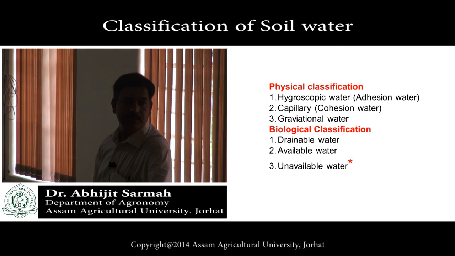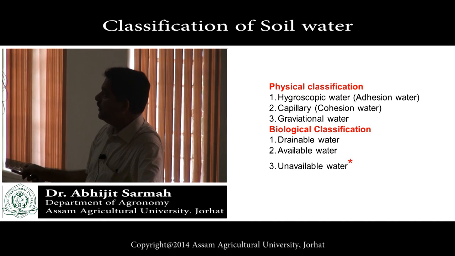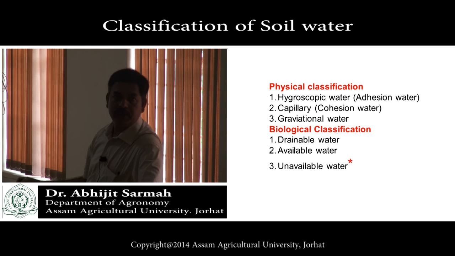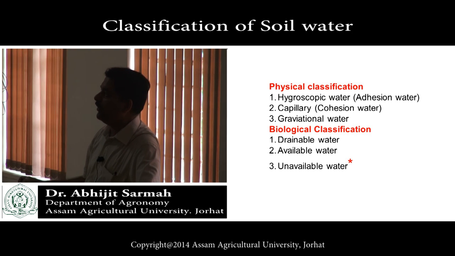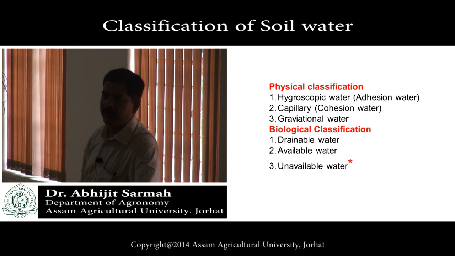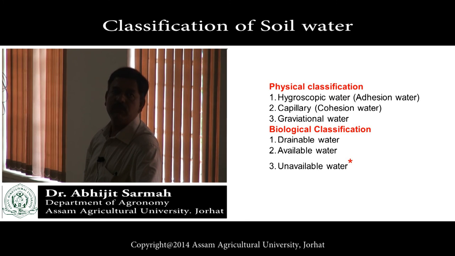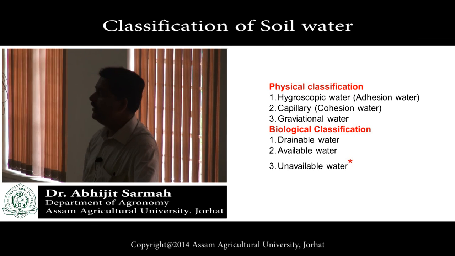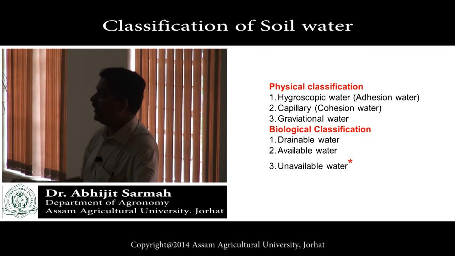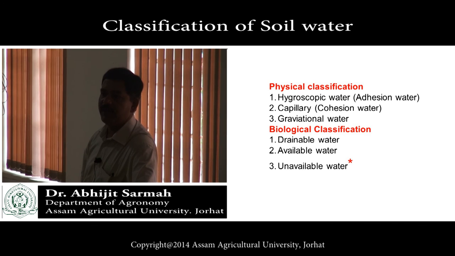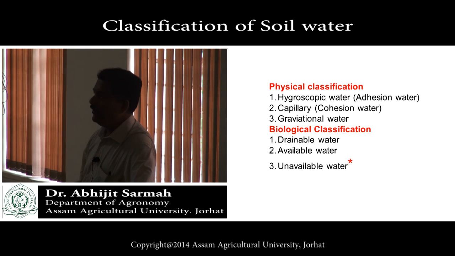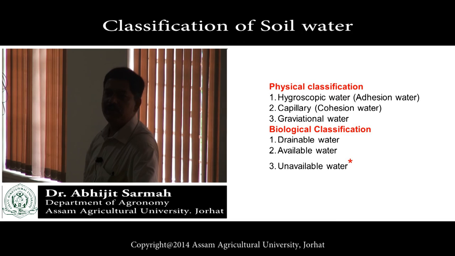Which is drainable water then? The gravitational water, which is classified in physical classification as gravitational water, is drainable water in biological classification. The water which cannot be retained by the soil will be drained away. That is called drainable water in biological classification. What is unavailable water then? Yes, the water beyond that range, minus 15 bar, is called unavailable water. So here, again this question. In different literature, it is again classified in two ways.